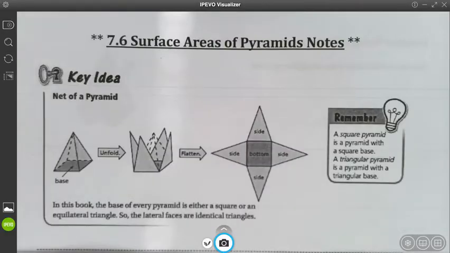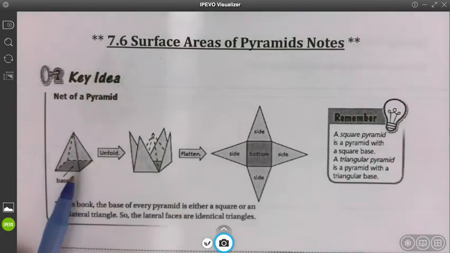Hi, today we are talking about section 7.6, surface areas of pyramids. Now the good thing is you already know that surface area is the amount of area on the surfaces or the faces of a 3D shape. And it's no different for pyramids than it was for prisms, other than you need to pay attention to what shapes the faces are and how many faces there are that make up the 3D solid.